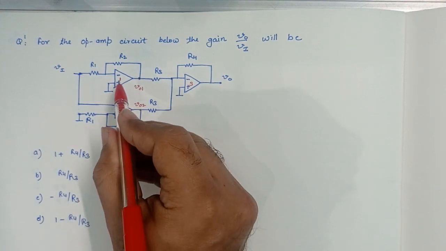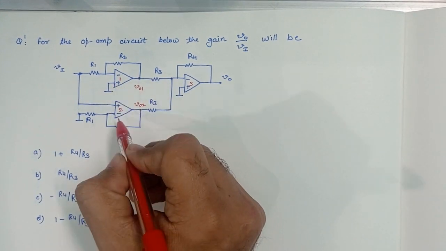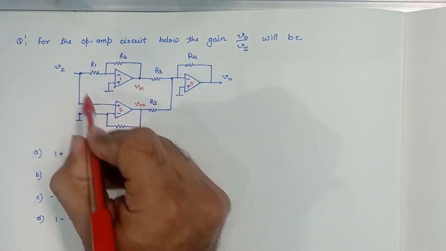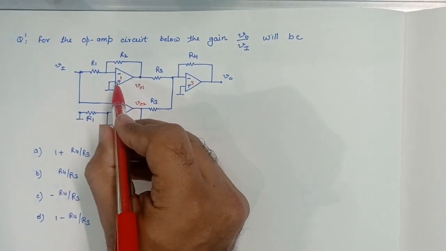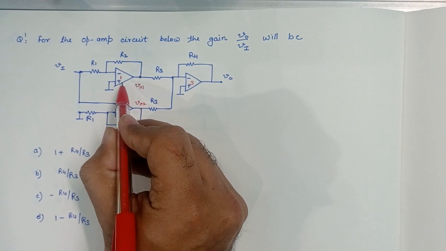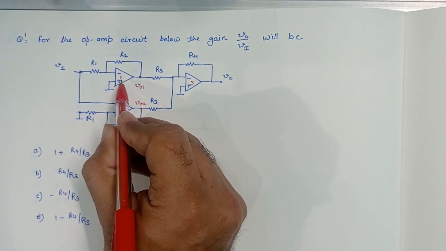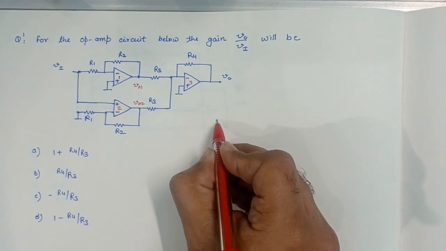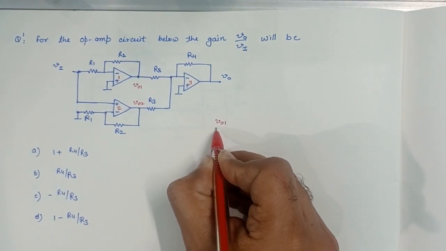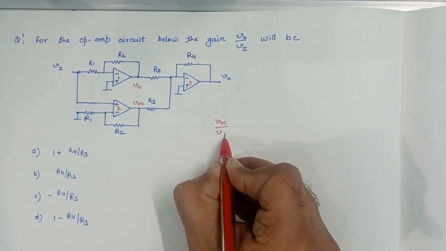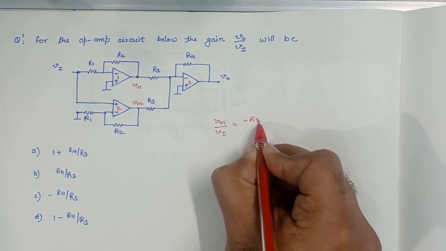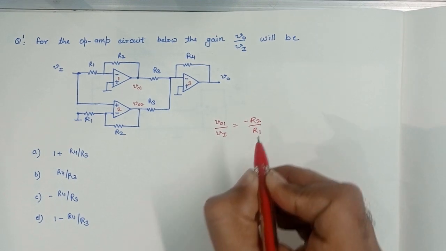So let's analyze the op-amps individually. First take this circuit. This is the negative feedback configuration. The gain of this op-amp circuit will be V01 over Vi equal to minus R2 by R1.